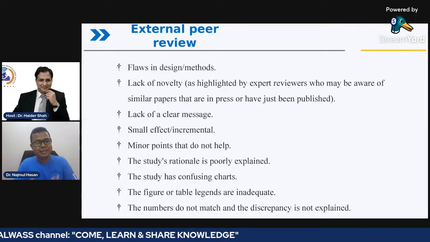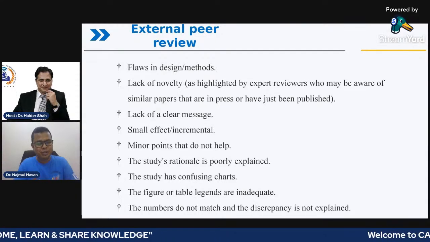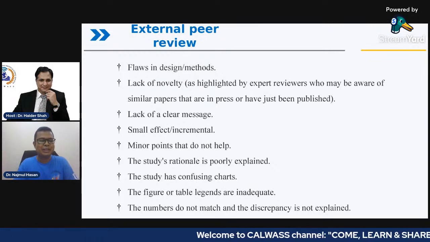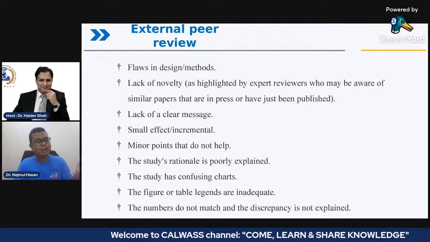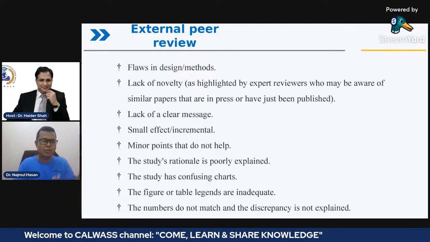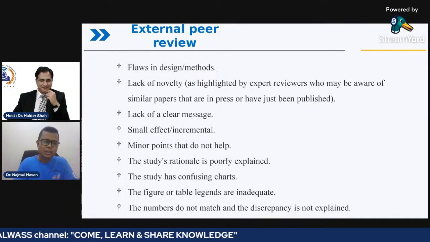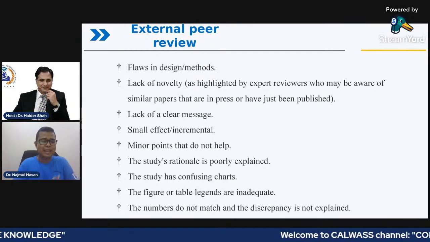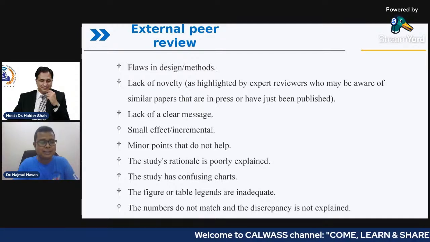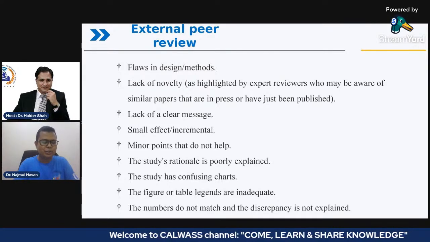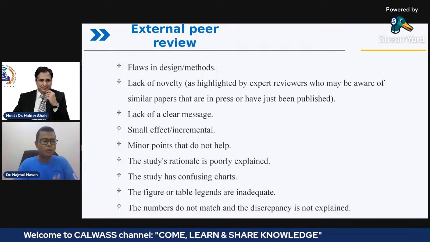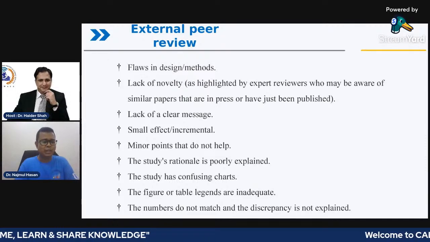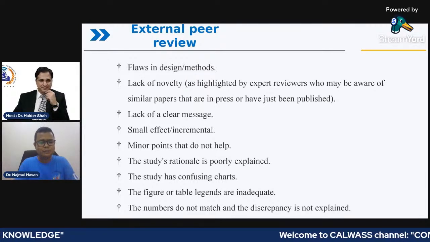So once again, study design. Reviewers first see the study design, your methodology. Lack of novelty is similar to the editor in chief and the associate editor: what is already explored, right? And reviewers also look at these types of topics, and lack of a clear message. If you lack a clear message, your paper will not be published in a good impact factor journal. Maybe it will be accepted in Q3 or Q4, but not in high impact factor journals, right?